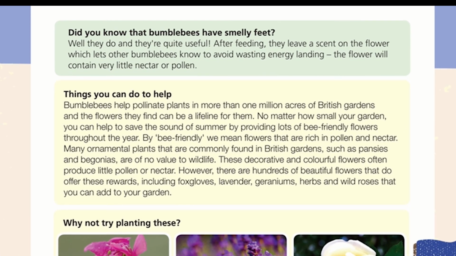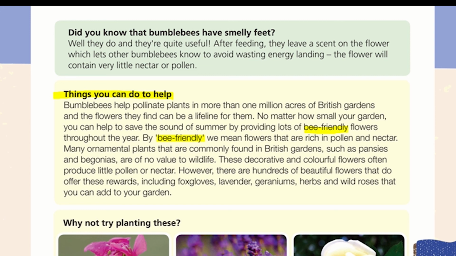So did you know that bumblebees have smelly feet? That's not going to help us. Things you can do to help, being helpful to bees, is what we're looking for. So I'm just going to skim and scan along here for my keywords. I'm going to look up, there's bee-friendly, and there is bee-friendly. So we're in the right area. I'm just going to read around these now.